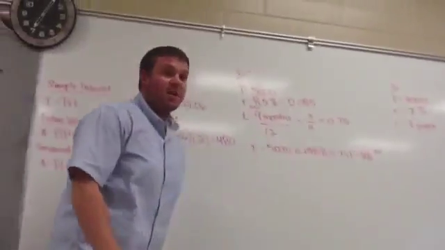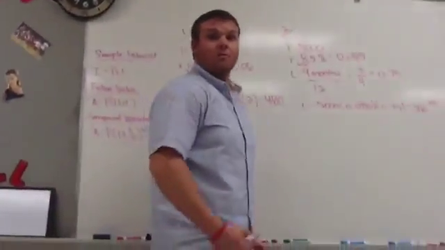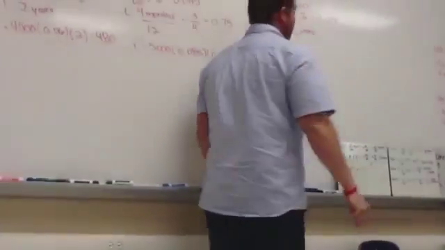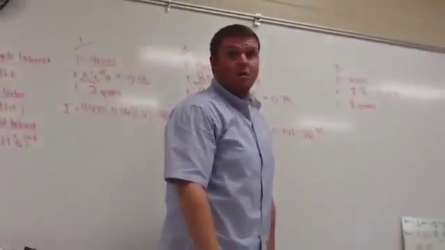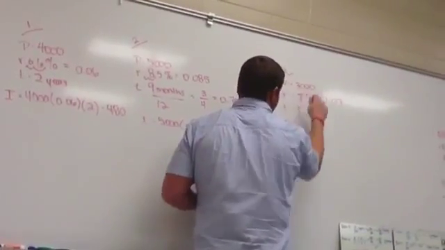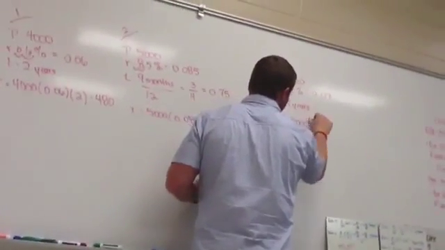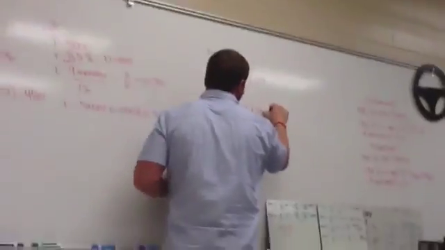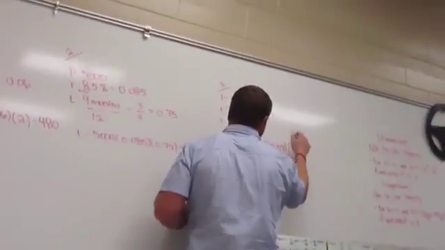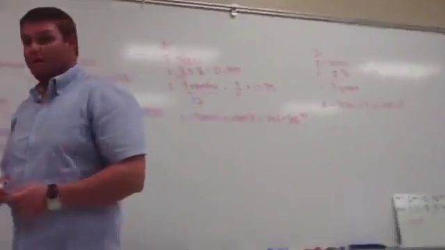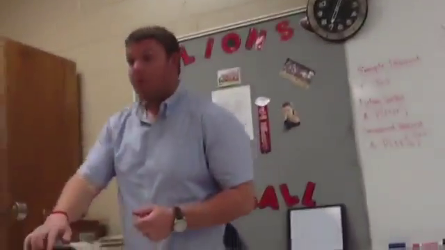What do I need to change? The 7%. What does it become? 0.07. Alright? So I've got that the amount equals the principal, which is 3,000, times 1 plus the rate, which is 0.07, times the time, which is 3 years.